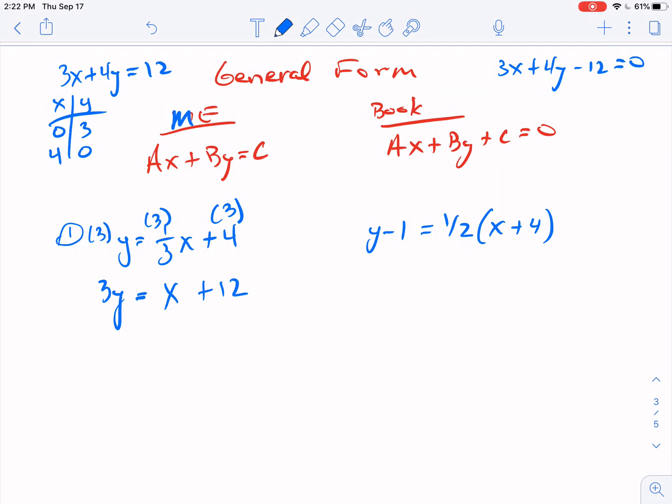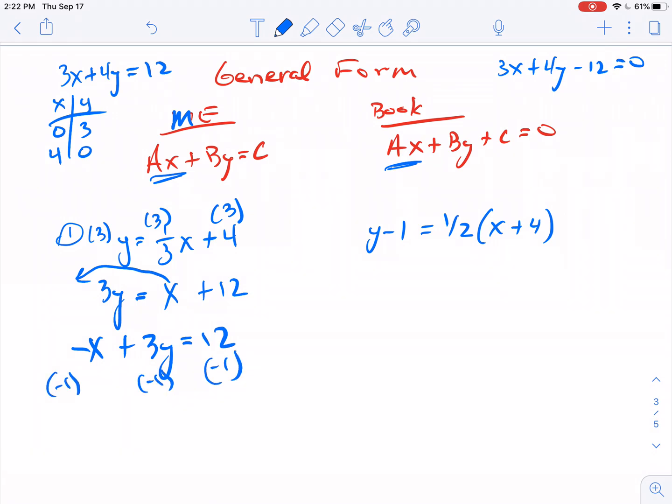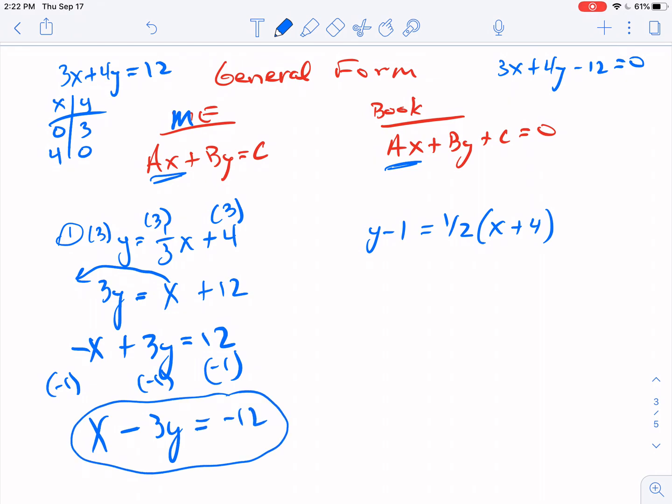And then in either case, x is always first, so I want to bring x to this side. So you would subtract it. And then one of the rules is the first value, that x value, should always be positive. So you can multiply everything by -1. But really what I do is I just flip. Since it's negative, it becomes positive. It was positive, it becomes negative, and it was positive, so it's negative again. So that's your general form.